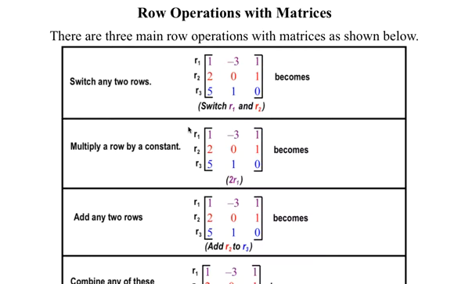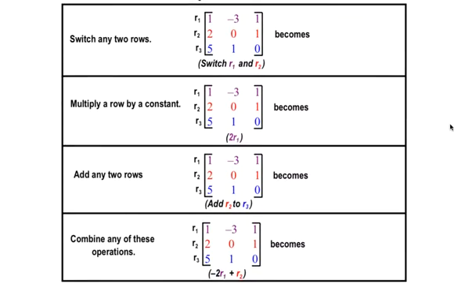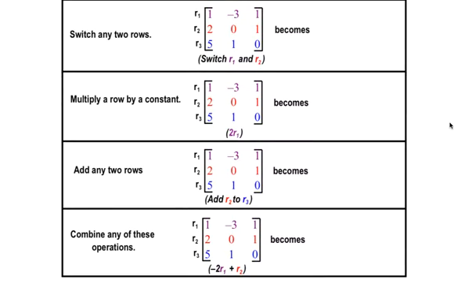So there are three main row operations that we're going to be doing using algebra. And these three operations are what your calculator uses to also solve matrices. One of the operations is switching any two rows. So we can switch any two rows. That should make sense to you. It doesn't matter what order our equations are in. We can switch which one is first, second, or third.